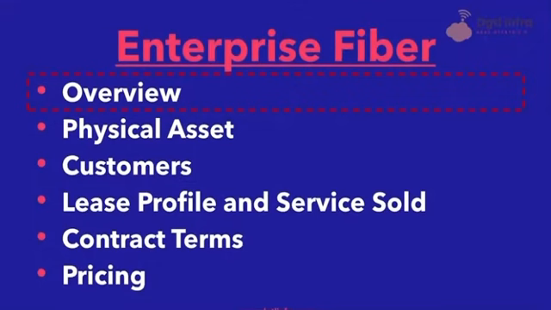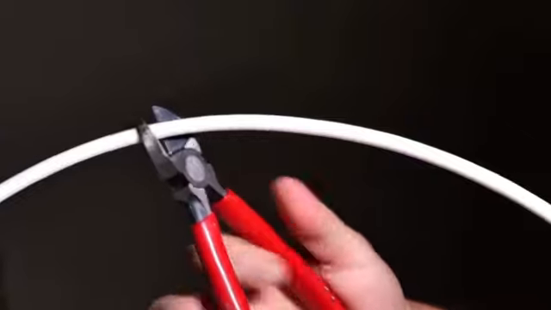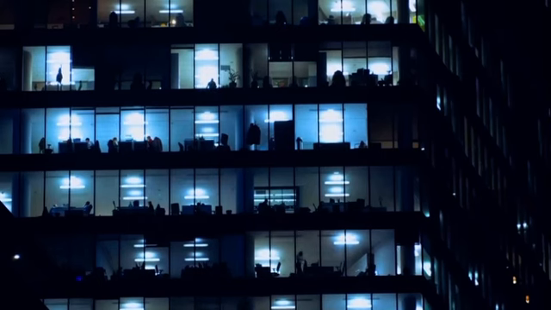Enterprise fiber is where the service provider lights the fiber and enables connectivity for the customer. The physical asset of enterprise fiber is where the owner has a fiber cut and it takes the fiber and builds a fiber lateral into an enterprise, whether that is an office building, an industrial park, or corporate headquarters.